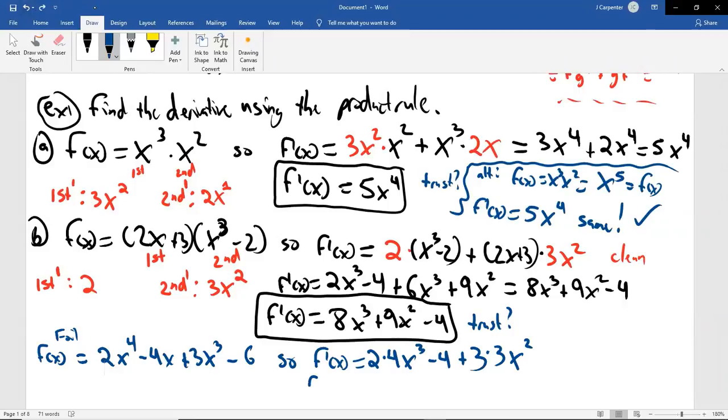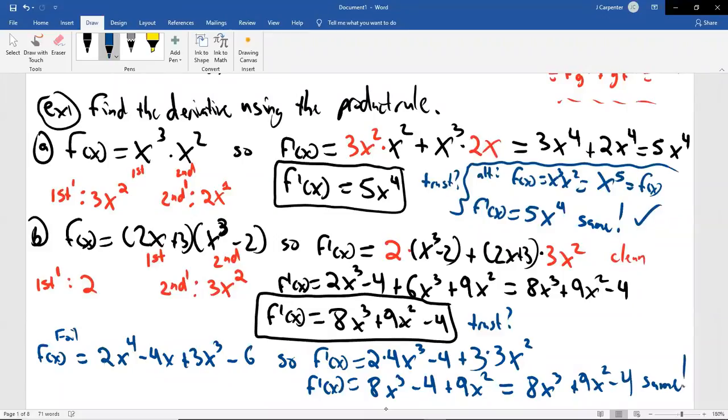Well, guess what happens when you clean this up? You get f prime of x is equal to 2 times 4 is 8, so that's 8x cubed. The minus 4 stays, then a plus 9x squared. And you know what? There's nothing necessarily wrong with the order of these, but we generally like things in descending order when we can make that happen, which is 8x cubed plus 9x squared minus 4, which is the same thing we got originally. So I hope that that's enough for you to trust this product rule by now.